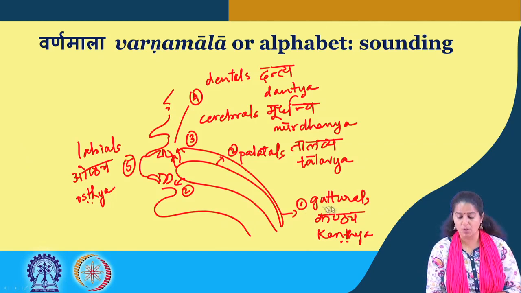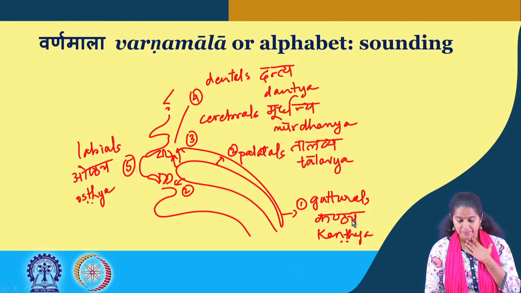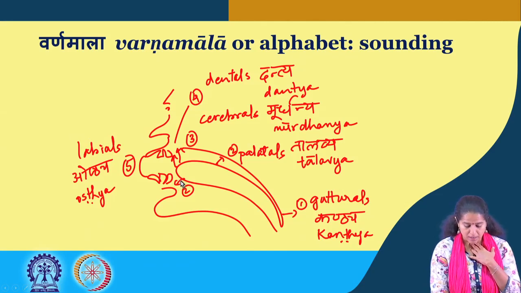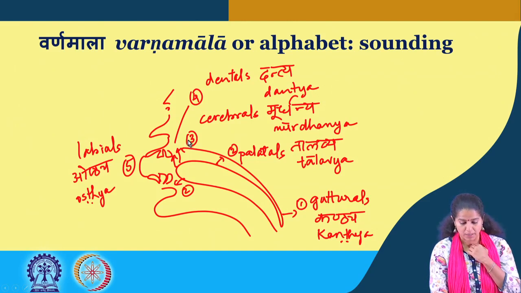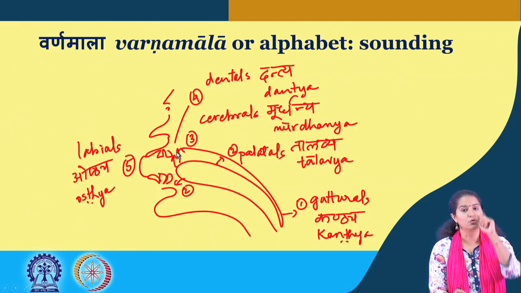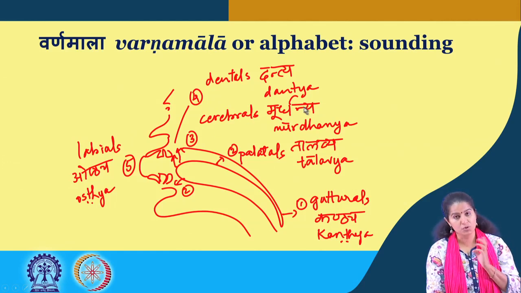So we have here the gutturals, the first one, the throat, which is also known as kanthya. Then we have the second, which is the palatals, which also happens when the tongue goes down to the teeth there. So they are known as the talavyas also. Then you have the third one, which is on the top of the roof of the mouth, the center of the palate, known as the cerebrals or the murdhanya in Sanskrit.